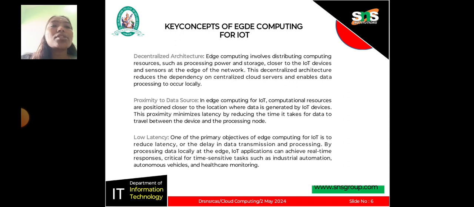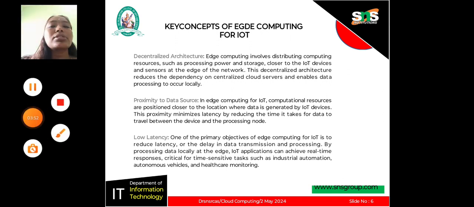So the key concepts of edge computing for IoT. Here we have decentralized architecture, proximity to data source and low latency. Edge computing involves distributed computing resources such as processing power and storage closer to the IoT devices and sensors at the edge of the network. This decentralized architecture reduces the dependency on centralized cloud servers, which enables data processing to occur locally.